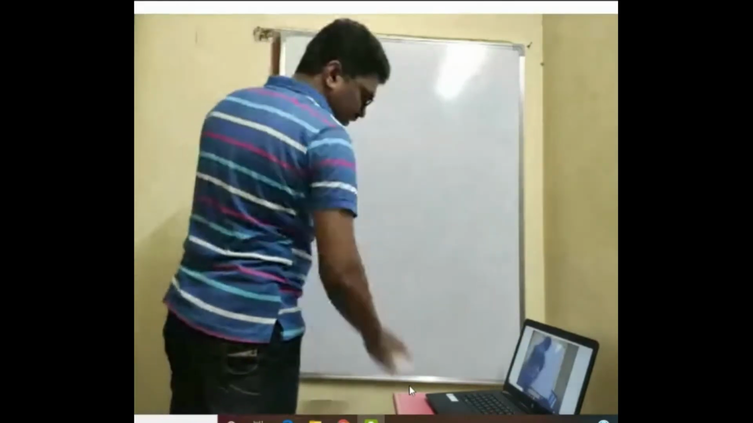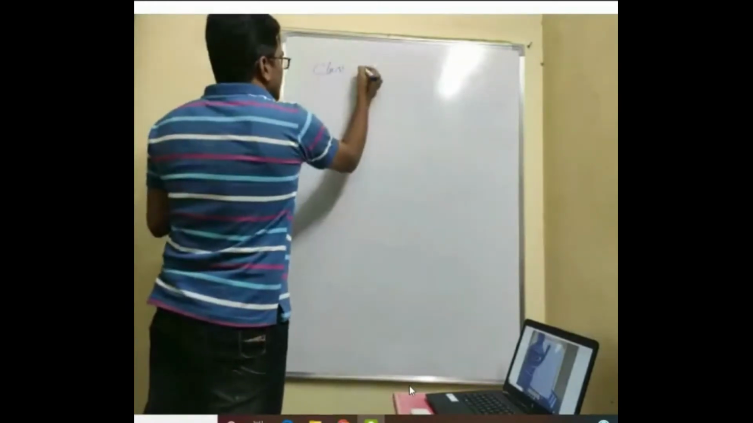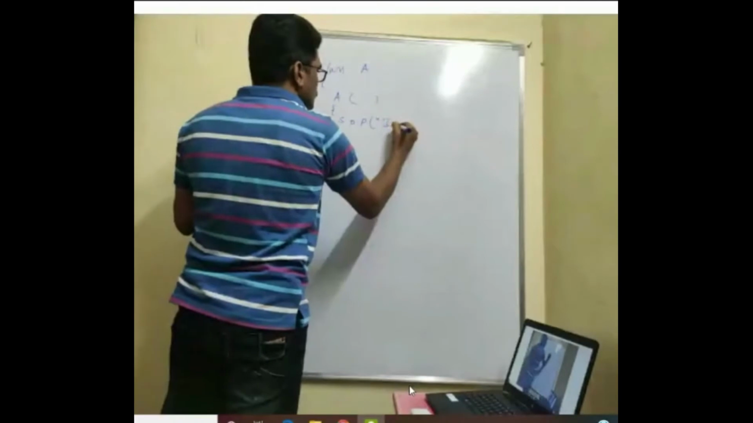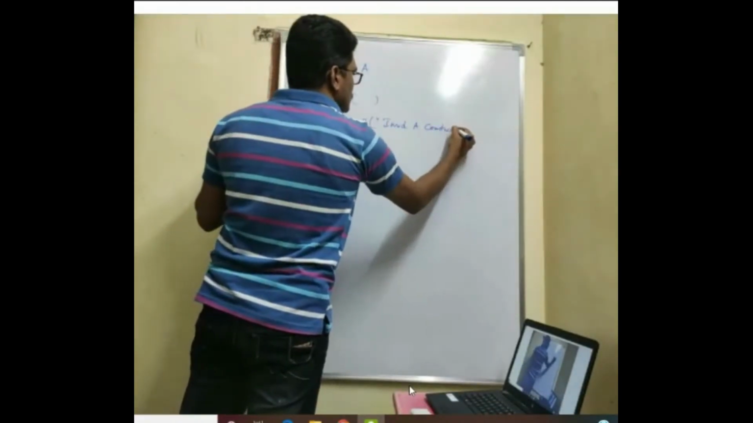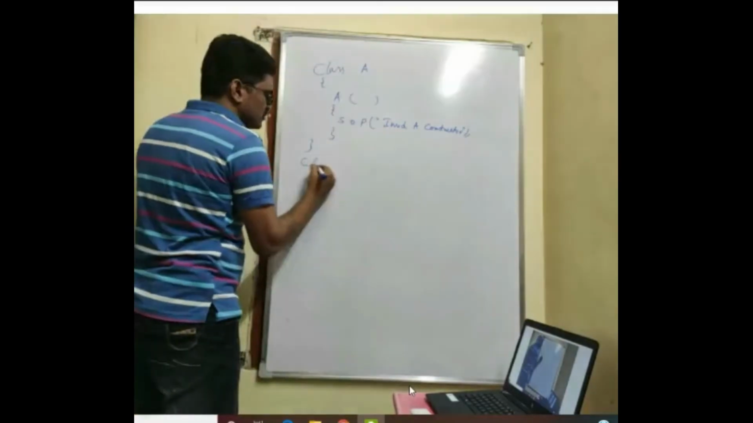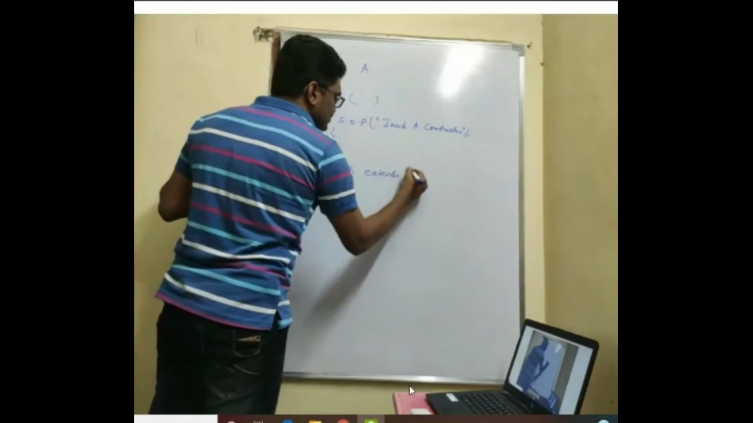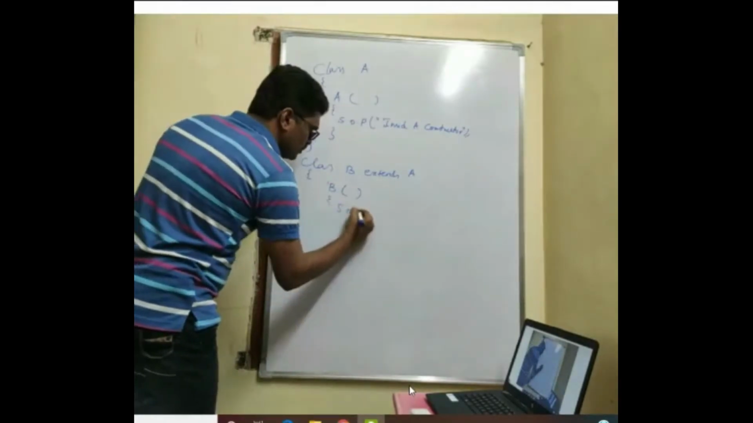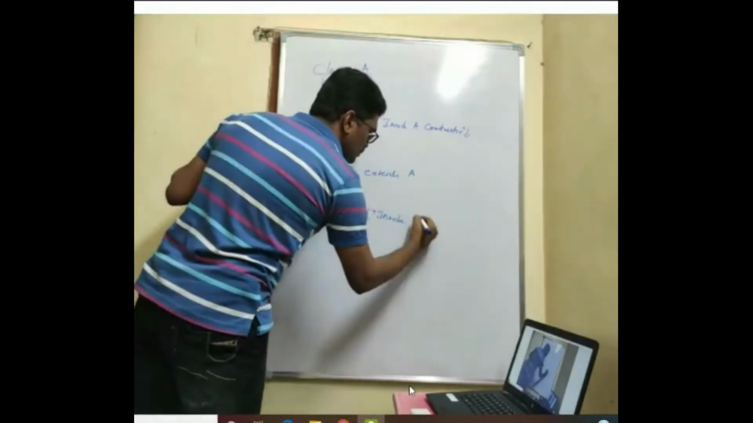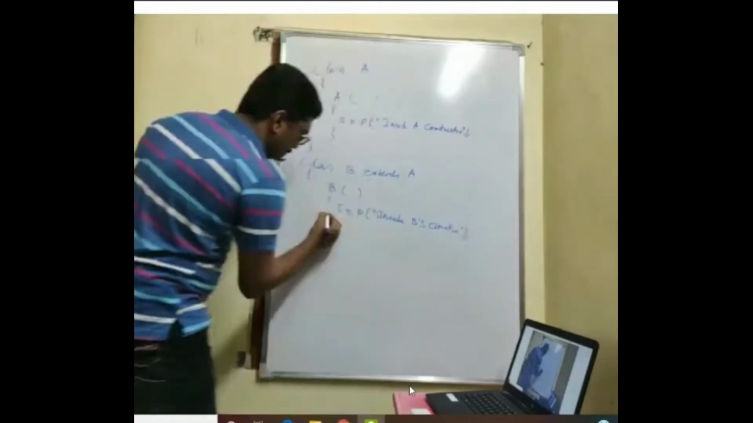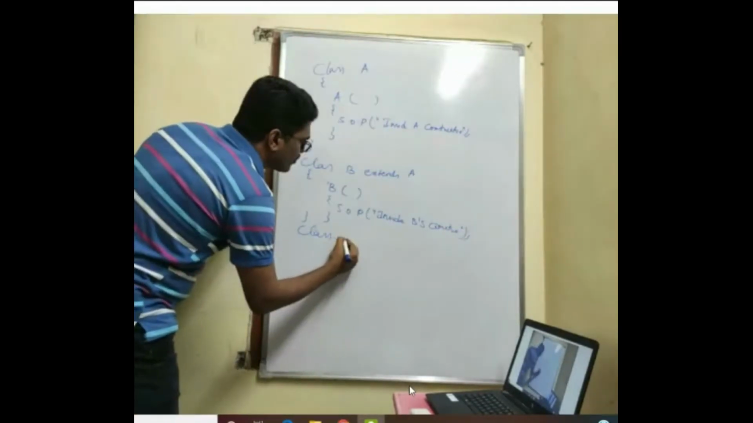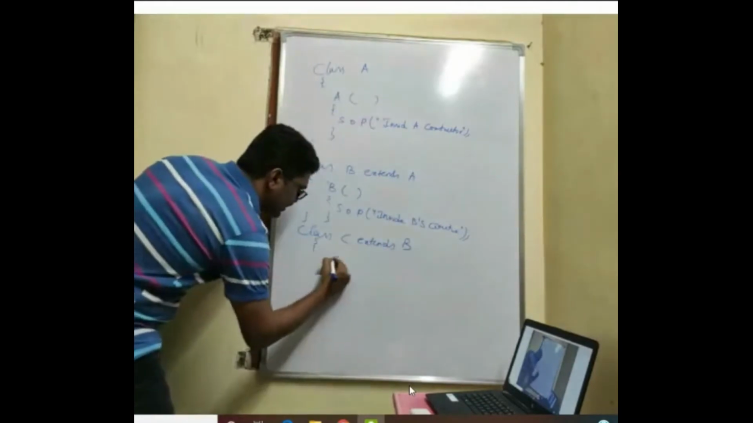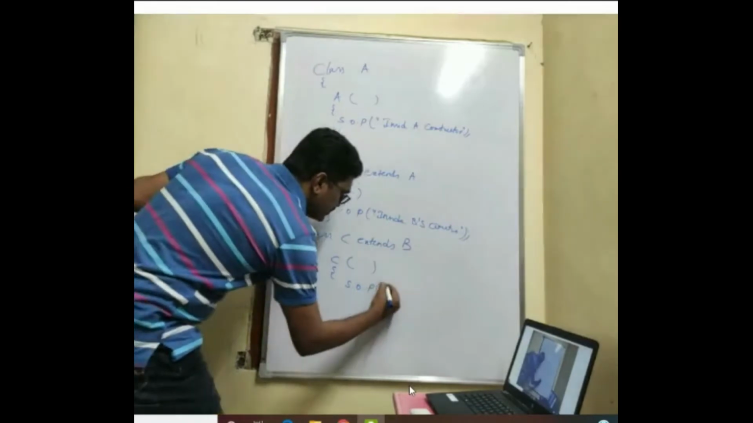Now we'll go to the next keyword, that is the super keyword. Before we go to that, see this example, class A. I'm defining three classes with three different constructors.